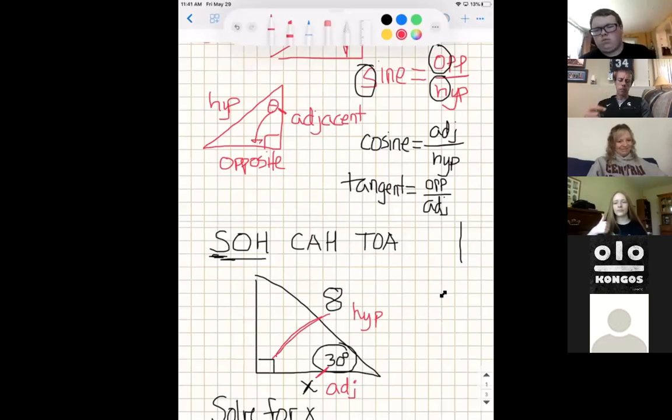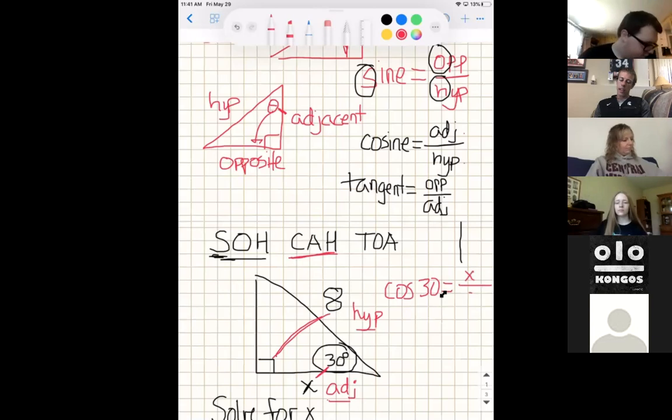Okay. So knowing that we are trying to create a trig ratio with the adjacent side and the hypotenuse, let's go look at our abbreviation. The only one that has adjacent and hypotenuse is cosine. So we would say the cosine of 30 degrees. Well, cosine said take your adjacent and divide it by hypotenuse. Our adjacent side is still x, we don't know that yet, and our hypotenuse was 8.